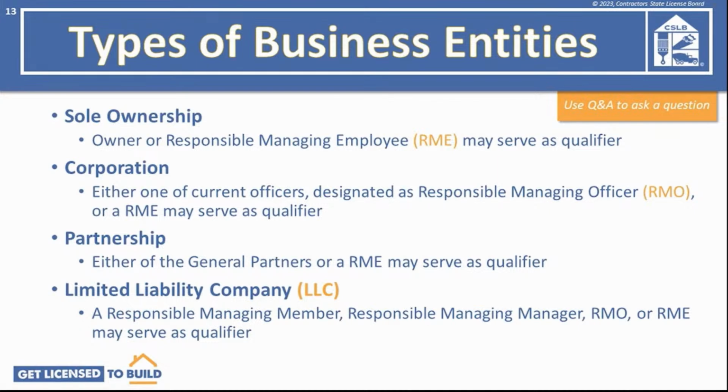Just under 1/3 of our licensees are corporations. A distant third is a partnership, where either of the general partners or responsible managing employee may serve as a qualifier. That's 2% of our licensees. Finally, a limited liability company or LLC, where a responsible managing member, responsible managing manager, responsible managing officer, or responsible managing employee may serve as a qualifier. About 1.5% of California construction companies are LLCs.